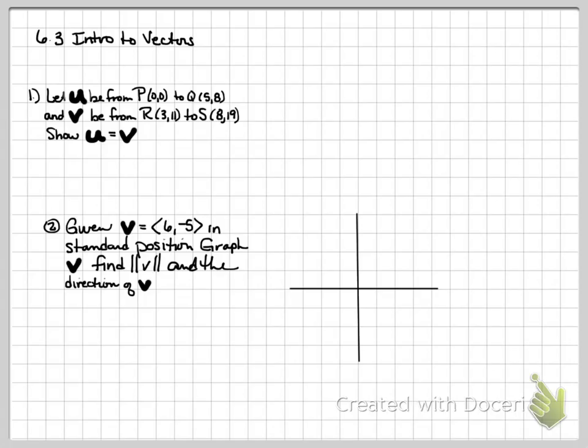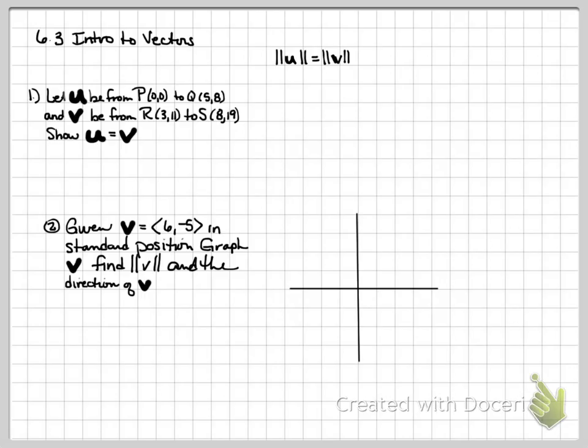Let vector u be from the point P at (0, 0) to Q at (5, 8), and vector v be from R, which is at (3, 11), to S, which is (8, 19). Show that vector u is equal to vector v. In order to show that vectors are the same, we have to show that the magnitude of u has to be the same as the magnitude of v, and that they have to be going in the same direction.